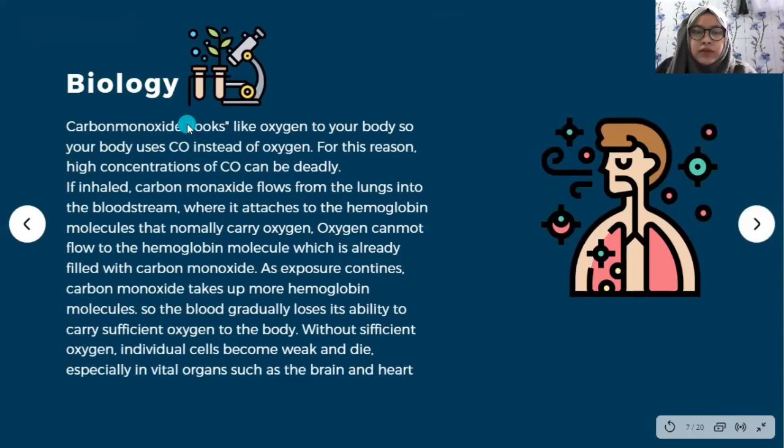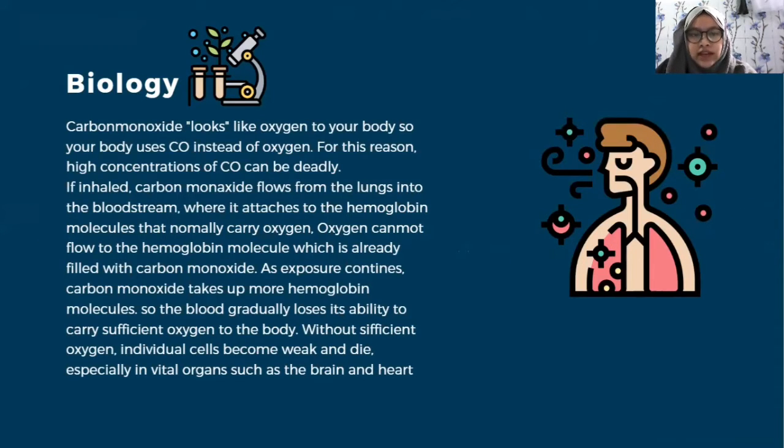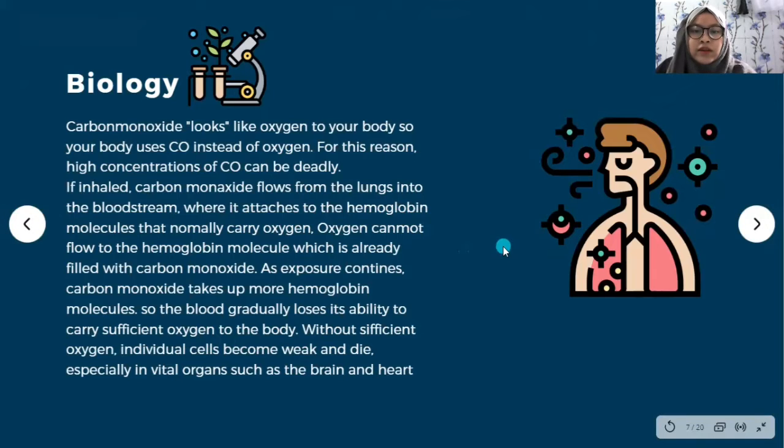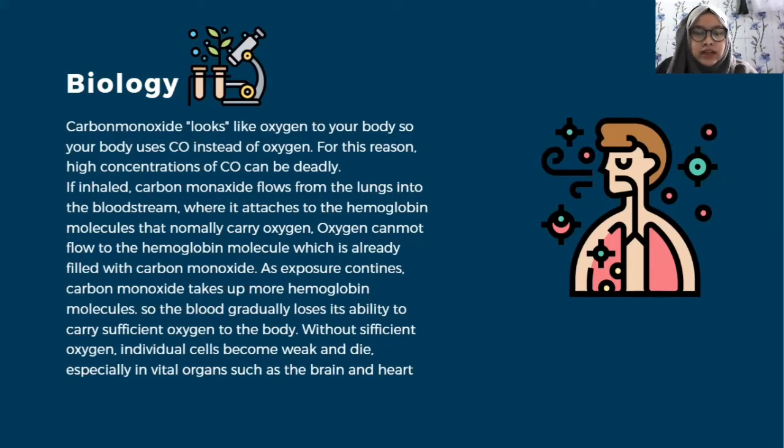So, from biology, carbon monoxide looks like oxygen to your body, so your body uses carbon monoxide instead of oxygen. For this reason, high concentration carbon monoxide can be deadly. If inhaled, carbon monoxide flows from the lungs into the bloodstream, where it attaches to the hemoglobin molecule that normally carries oxygen. Oxygen cannot flow to the hemoglobin molecule, which is already filled with carbon monoxide.